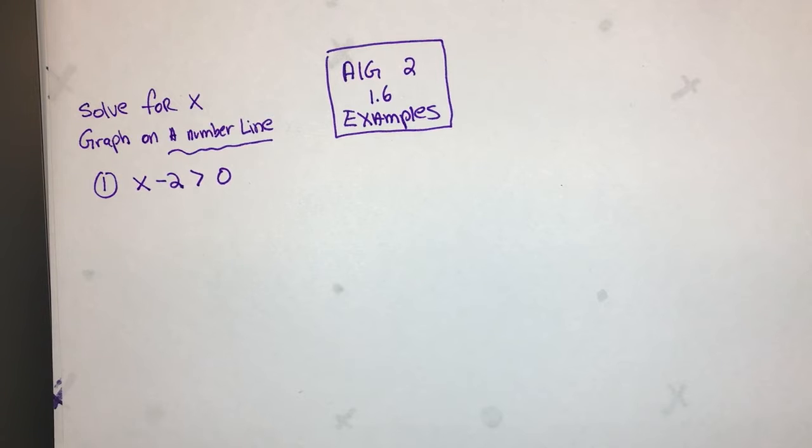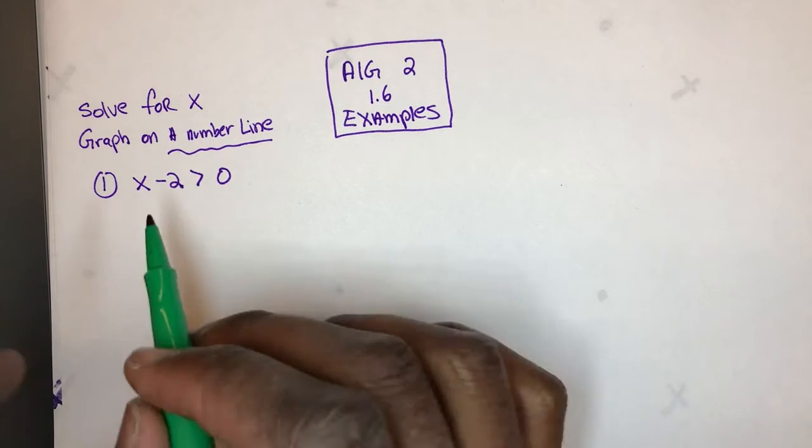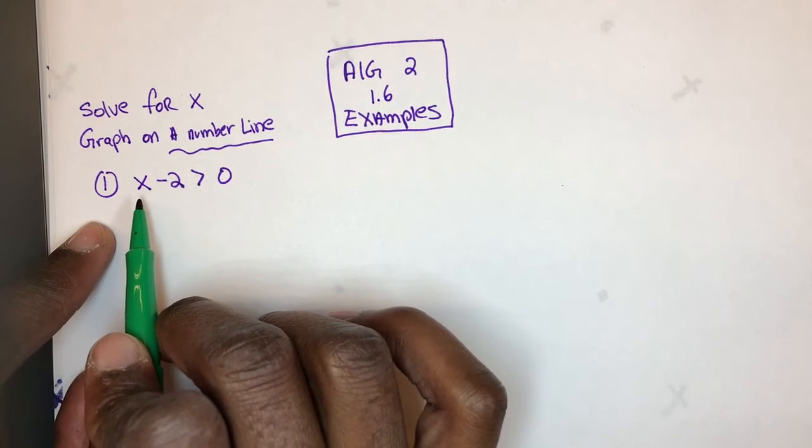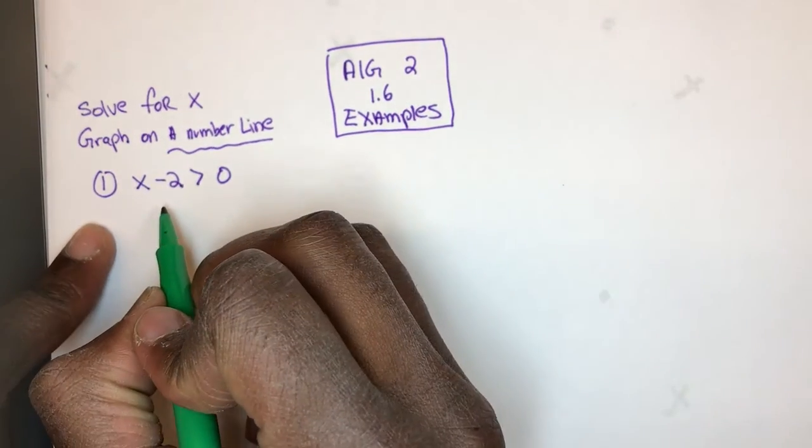Solve for x, graph on a real number line. All right, number 1 says x minus 2 is less than 0. You look at this and you're like, oh my gosh, I don't know what to do. False, yes you do. In the same way we solve for equalities, we're also going to solve for inequalities. What do I want to do? I want to get this variable by itself, right? So I treat it the same way.